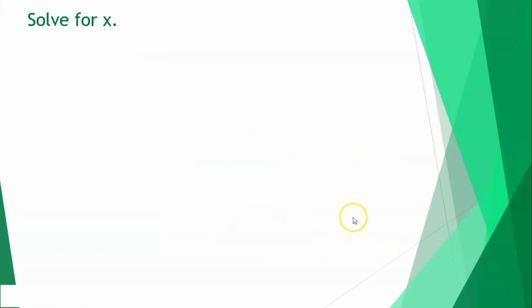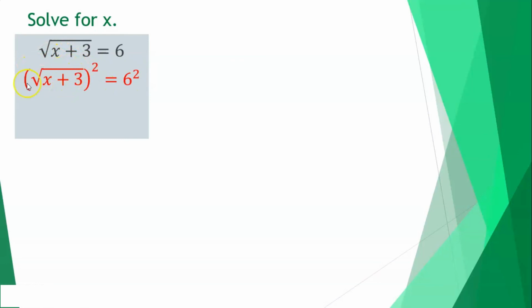Now, what about this one? Solve for x. Square root of x plus 3 equals 6. The first thing to do here is square both sides. So it would become like this. You cancel the square root and the power. So this would become x plus 3 equals 36. Transfer 3 to the other side. So that would become x equals 33. And you can always counter check this one. So 33 plus 3, that would be 36. Get the square root of that, that would be 6.